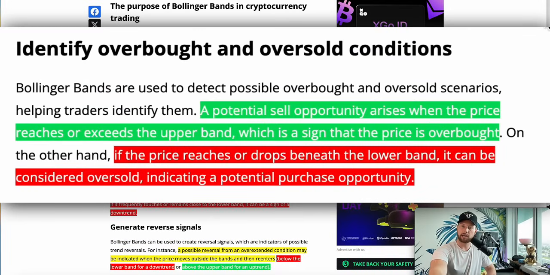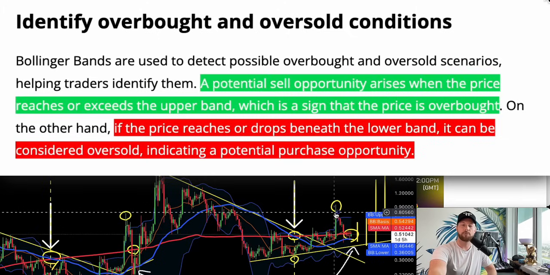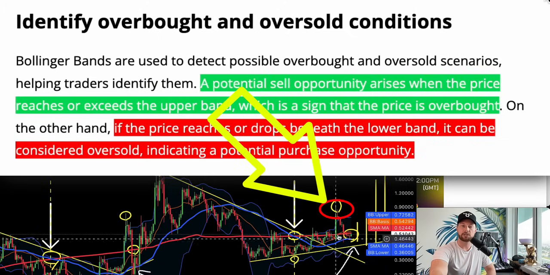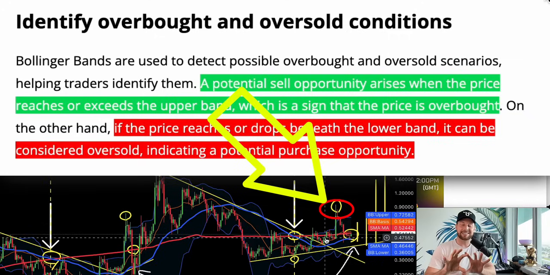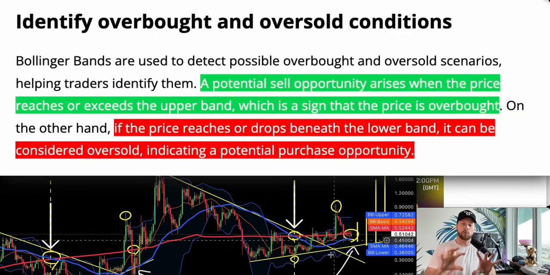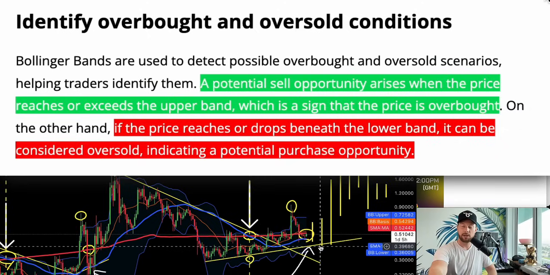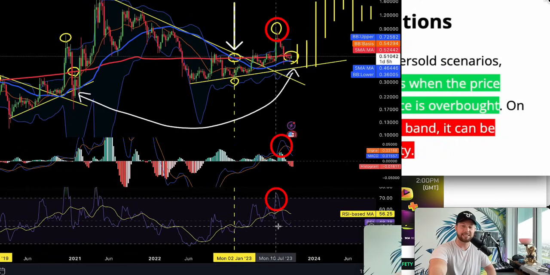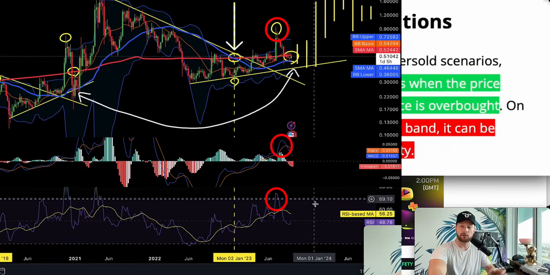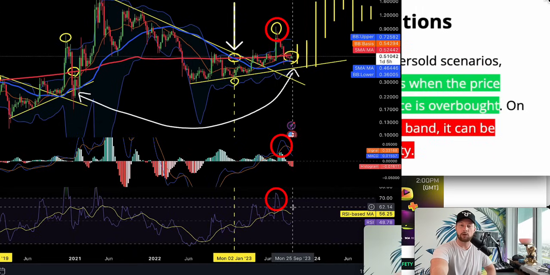And so that brings me to number two, identifying overbought and oversold conditions based on price volatility. So here's how you do it, okay? A potential selling opportunity arises when the price reaches or exceeds the upper band, which is a sign that the price is overbought. And simultaneously, when you can stack other indicators showing the same signal that it's overbought, then that strengthens your trading decision. Meaning that if you're stacking the RSI, the MACD, and the Bollinger Bands together, and then multiple others that we're going to discuss in other videos, then it'll make you a better trader.